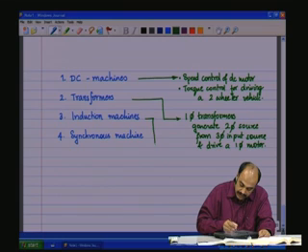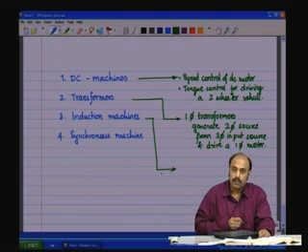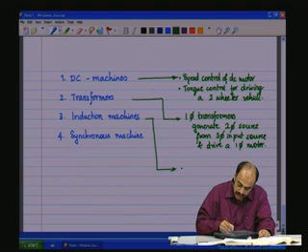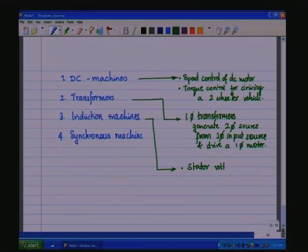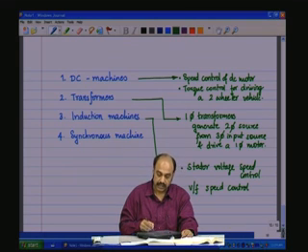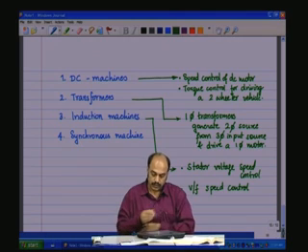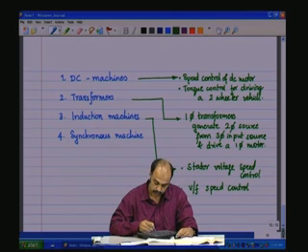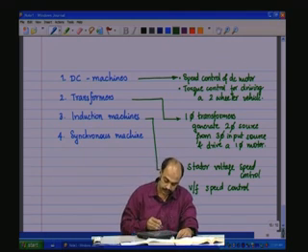In the case of the induction machine, one of the most popular applications would of course be simple stator voltage speed control. You can have a V by F speed control, and also more advanced control techniques like vector control and things like that, which we need not cover at this point of time because it's beyond the scope.